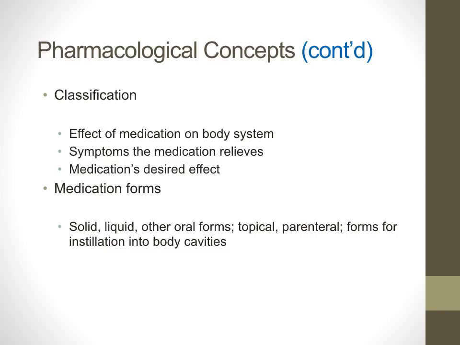Your medications are classified according to their characteristics. They're classified according to the effect of the medications on the body system, the symptoms that the medication relieves, and the medication's desired effects. Medication forms can come as a solid, liquid, other types of oral forms, topical, parenteral, or forms for instillation into body cavities.